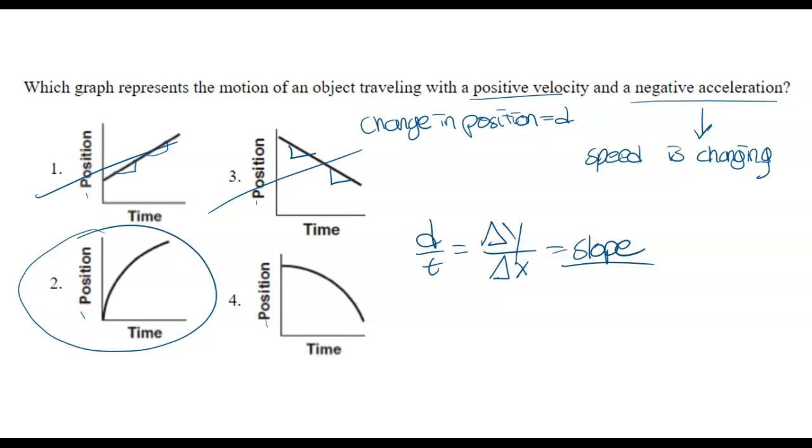It's negative acceleration, not positive acceleration, because if I calculate the slope there, I'm going to get a much bigger number versus if I calculate the slope there. So my object has a positive velocity the entire time. It's still going away from zero, but it's slowing down, which is why it's a negative acceleration.